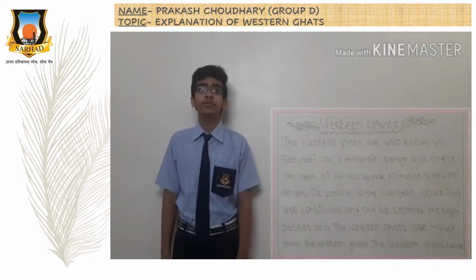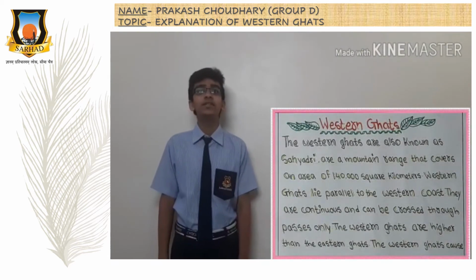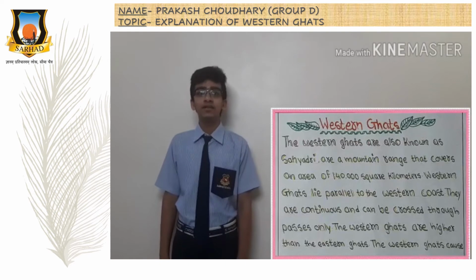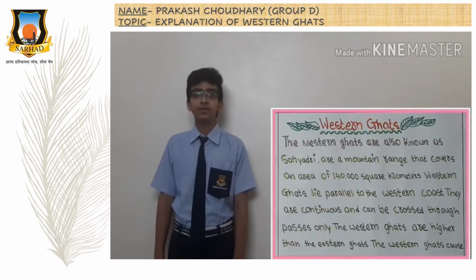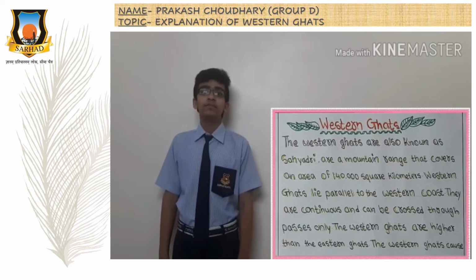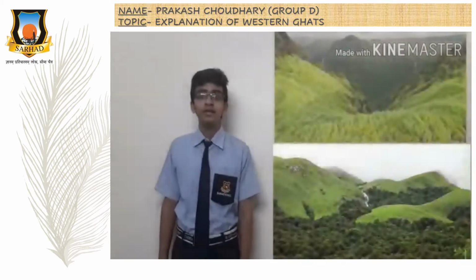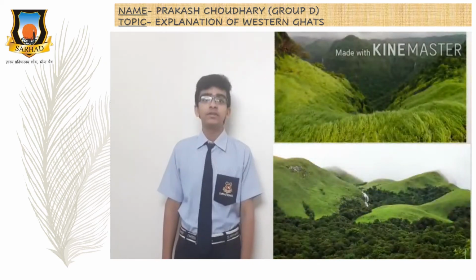Western Ghats, also known as Sahyadri Ghats, are the mountain range that covers an area of 140,000 square kilometers. Western Ghats lie parallel to the western coast. They are continuous and can be crossed through the passes only. The Western Ghats are higher than the Eastern Ghats. The Western Ghats cause orographic rainfall.